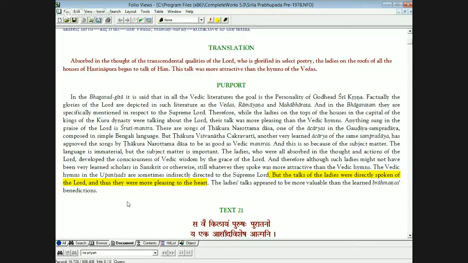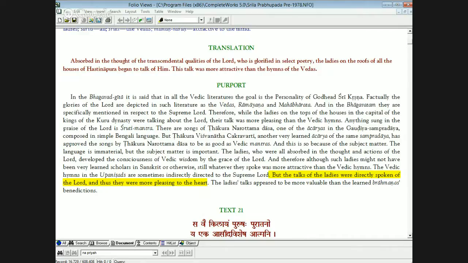Therefore, while the ladies on the top of the houses in the capital of the kings of the Kuru dynasty were talking about the Lord, their talk was more pleasing than the Vedic hymns. Anything sung in the praise of the Lord is Shruti Mantra. There are songs of Thakur Narottam Das, one of the acharyas in the Gaudiya Sampradaya, composed in simple Bengali language. But Thakur Vishwanath Chakravarti, another very learned acharya of the same sampradaya, has approved the songs by Thakur Narottam Das to be as good as Vedic mantras. And this is so because of the subject matter. Language is immaterial, but the subject matter is important.